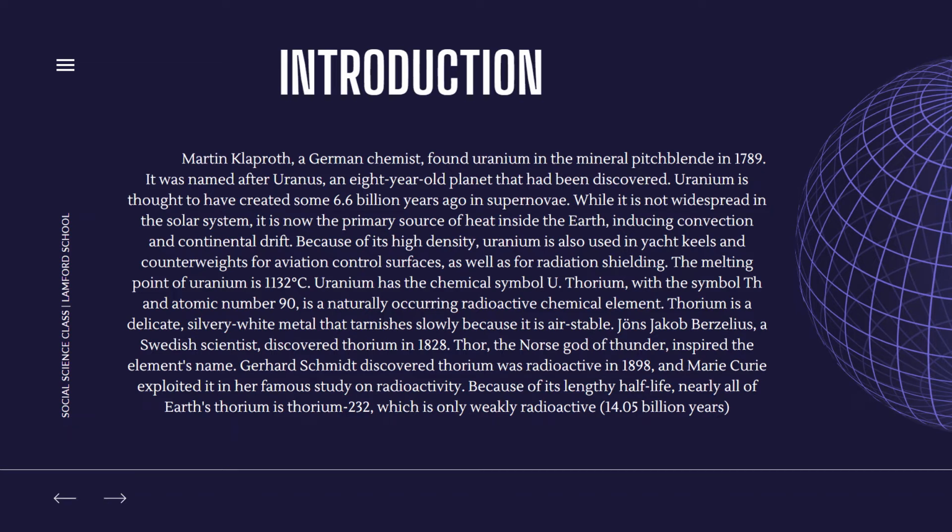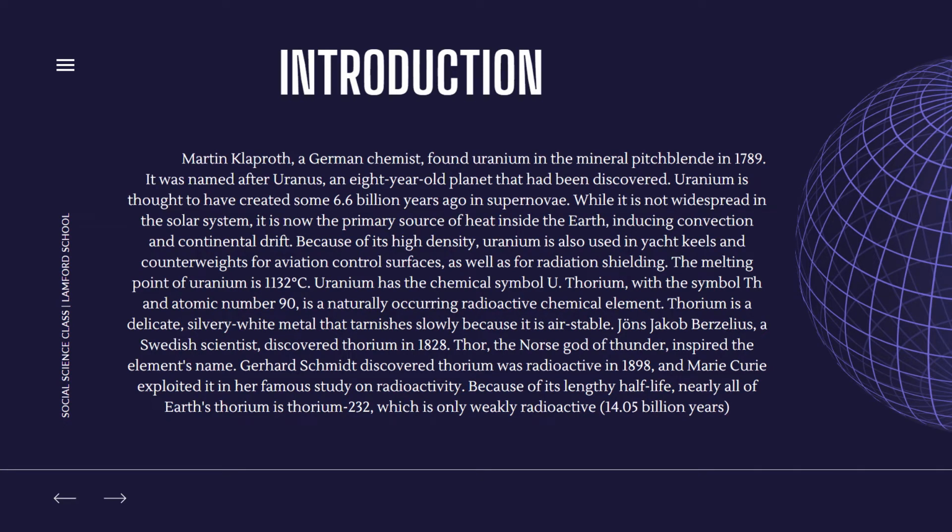Martin Klaproth, a German chemist, found uranium in the mineral pitchblende in 1789. It was named after Uranus, a planet that had been discovered eight years earlier. Uranium is thought to have been created some 6.6 billion years ago in a supernova. While it is not widespread in the solar system, it is now the primary source of heat inside the Earth, inducing convection and continental drift.